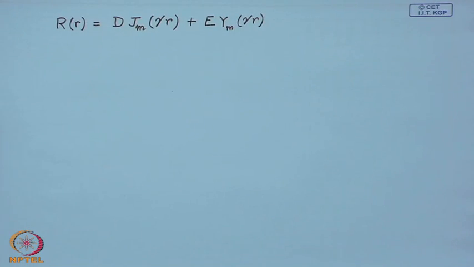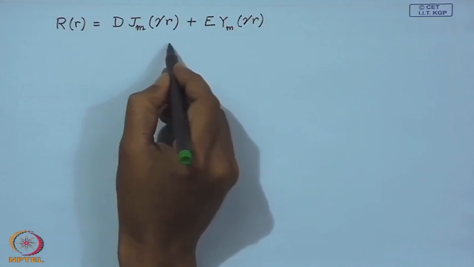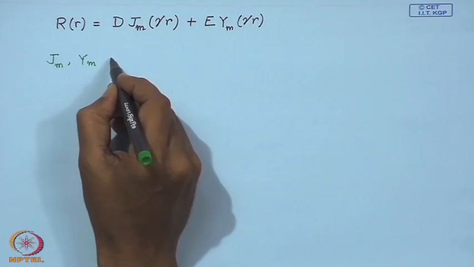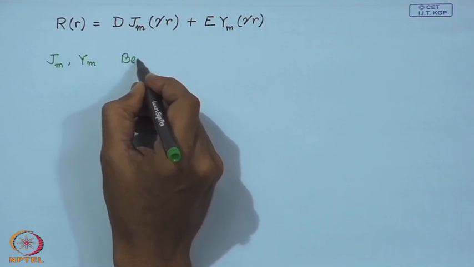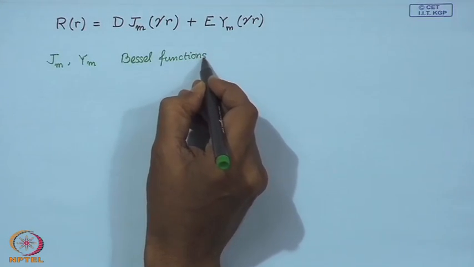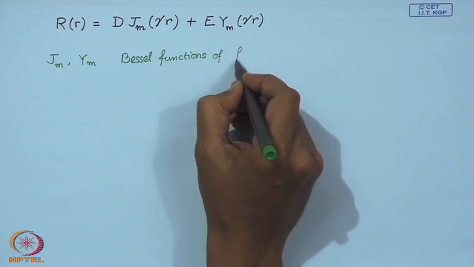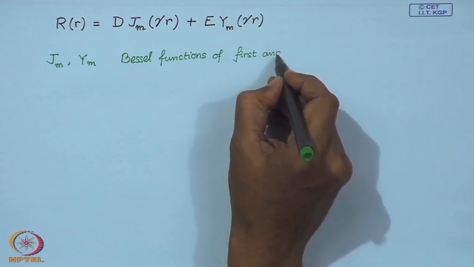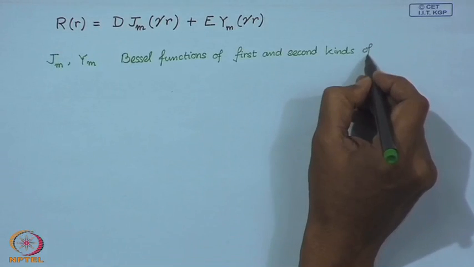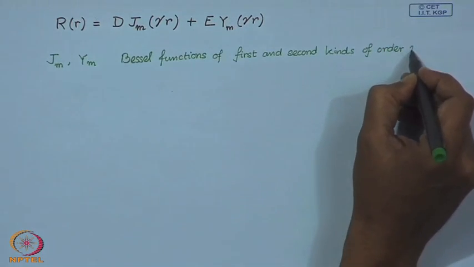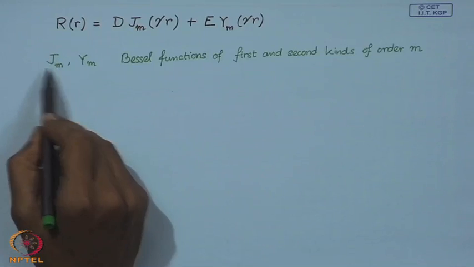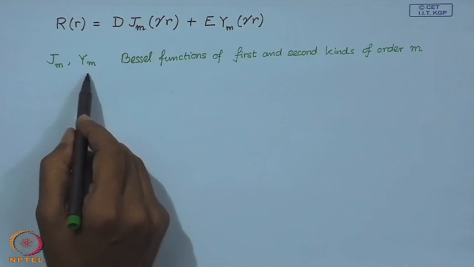in this form. Here, they are the Bessel's functions of first and second kind, and they are of order m. So, this is the first kind and this is the second kind, and they are of order m.